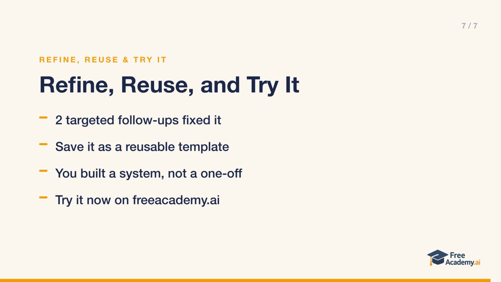Now, refine. The first output was solid, but the opening felt generic, so the follow-up was simple. Rewrite just the first sentence to open with a specific pain point. Too much time spent in spreadsheets instead of introducing our product. The CTA was still soft, so a second follow-up replaced "Would you be open to?" with a direct, time-specific ask. 2 quick iterations, done.